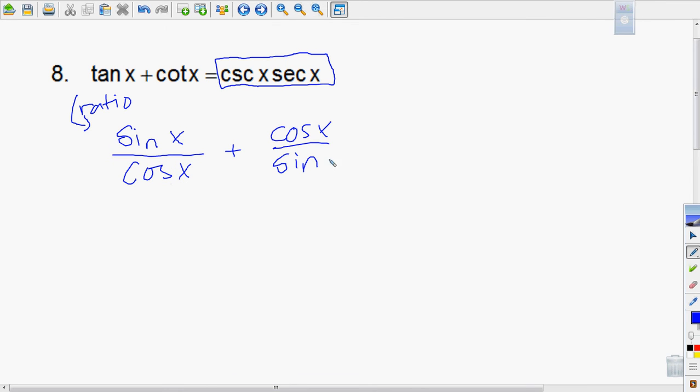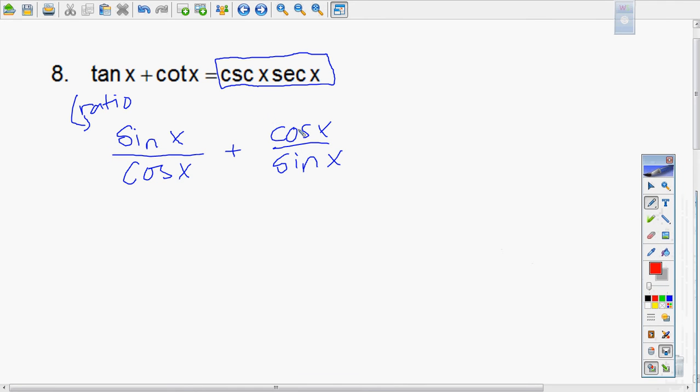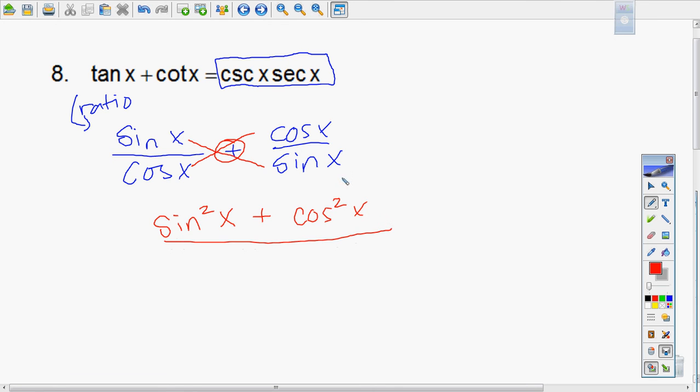How do you add when the denominators are not the same? The bold, like using our chopsticks. So what is sine times sine? Sine squared. Plus, what is cosine times cosine? Cosine squared. And then you multiply your bold: cosine x times sine x. Okay? Sine squared x plus cosine squared x.